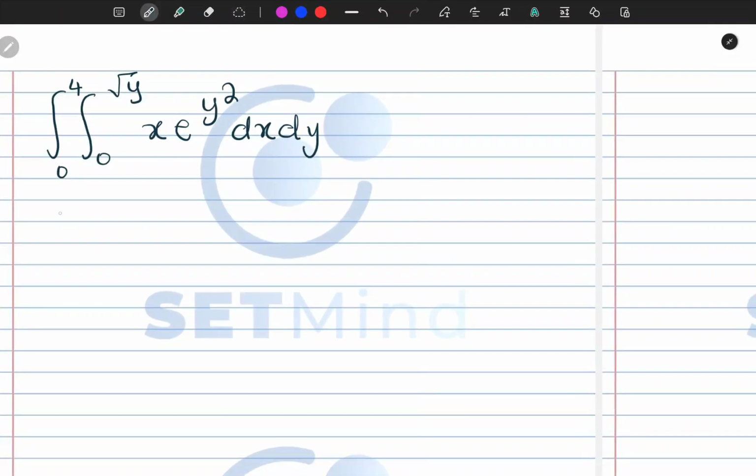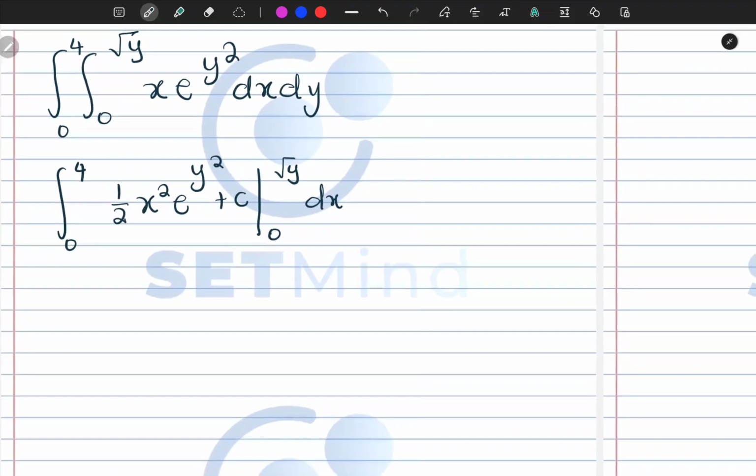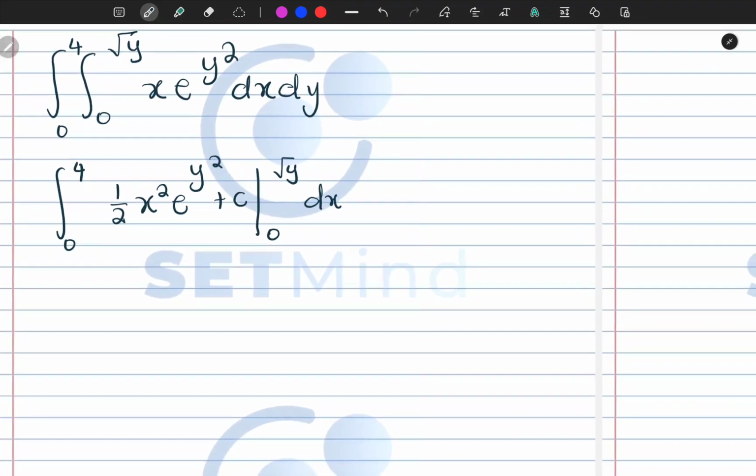So let's do our integration here. So we have 0 to 4. We are integrating with respect to x. So we'll end up having half of x squared, e^(y squared), and then plus some constant, call it c. And this is going to be evaluated between 0 and square root of y dx. So wherever I see the x here, I'm going to replace it with the square root of y. So we're going to have 0, 4.